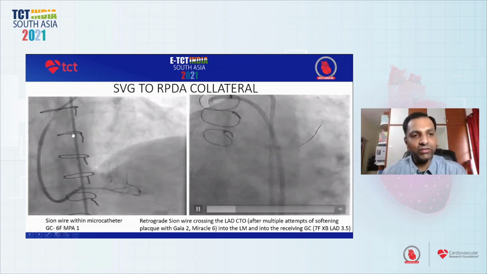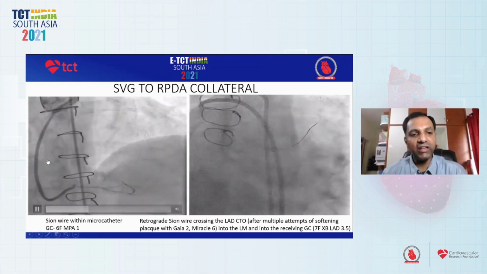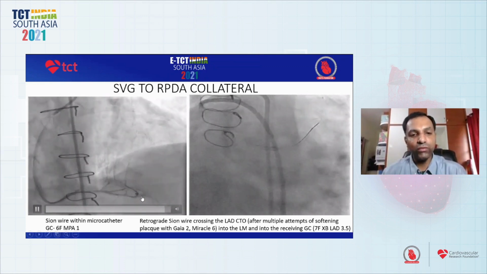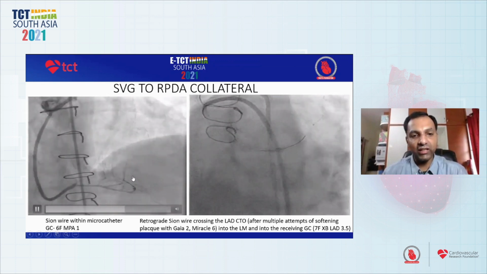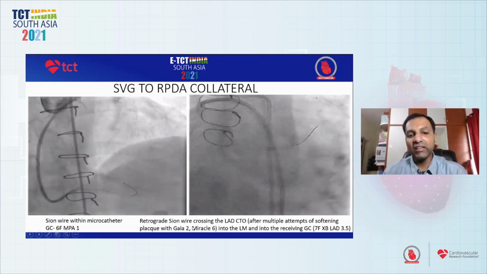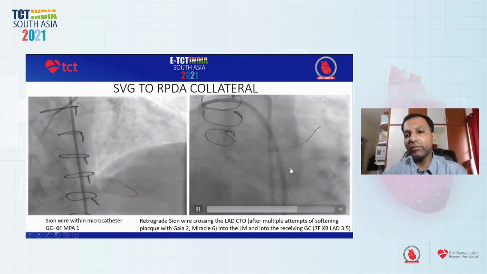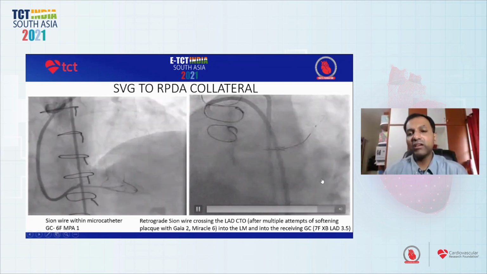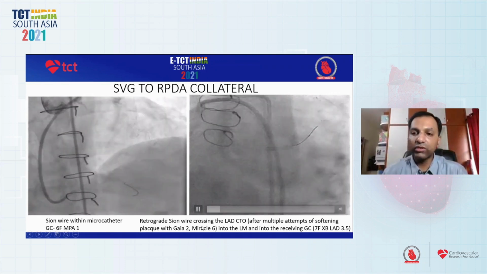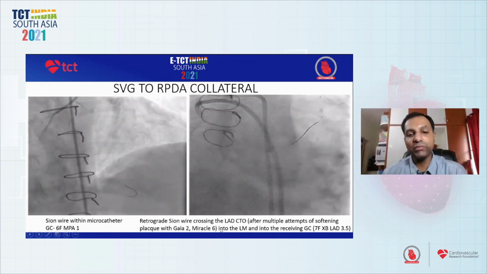And as you can see here, through the multipurpose guide, microcatheter, this is actually the Scion wire, which is crossing into that large transseptal collateral. And once the wire crossed, we got the Fine Cross microcatheter up into somewhere around the mid-LAD segment. And after the mid-LAD segment, we made multiple attempts of going through the distal cap with the Gaia 2 and Miracle 6, but again failed.